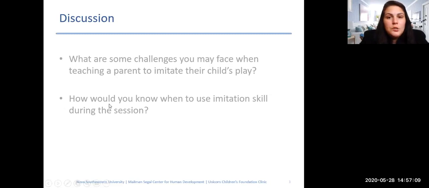So how would you know when to use the imitation skill during the session? This is a good question to reflect upon. A lot of these skills can be used simultaneously, right? We can be imitating and praising at the same time, or imitating and reflecting what the child is telling us. So I'm going to leave it up to your discretion, when I'm talking to parents, to know when to imitate.